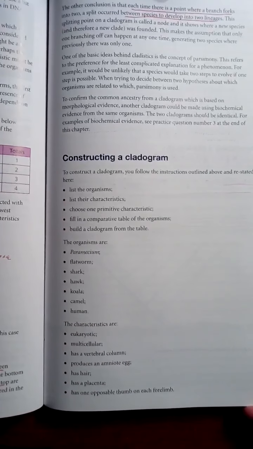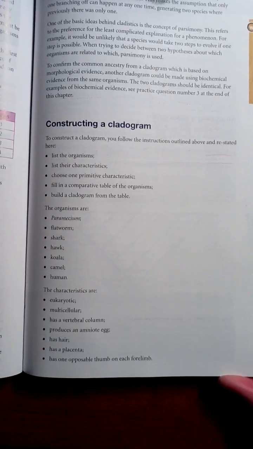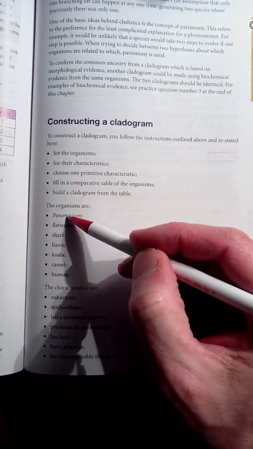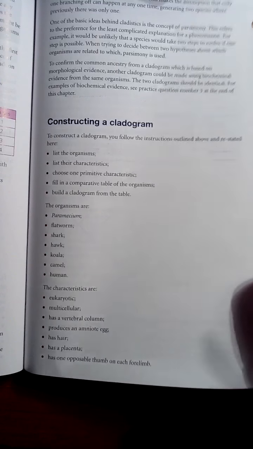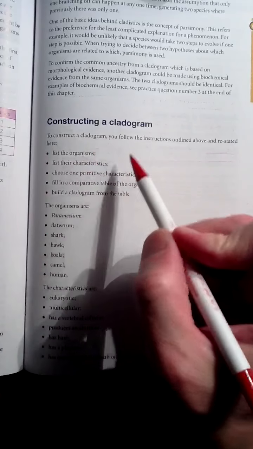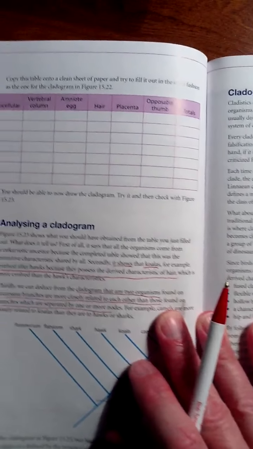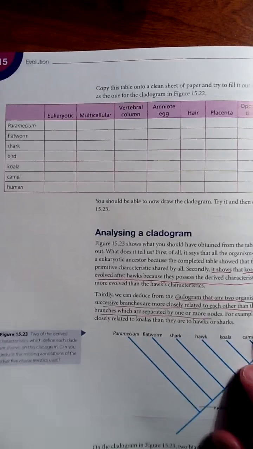Next, what we want you to do is construct a cladogram. I would like you to turn this in on a separate sheet of paper. These are the steps you should do. These are the organisms, and these are the characteristics. The first thing you have to do is make a list of the organisms, a list of the characteristics, and then make a table. If you look at the next page, they have made a table for you.